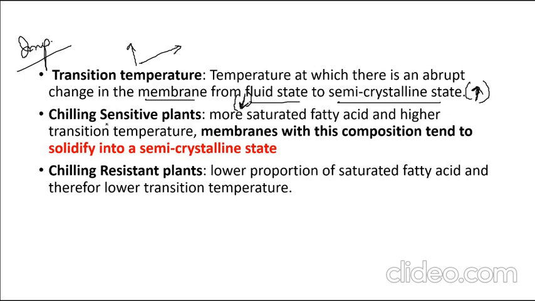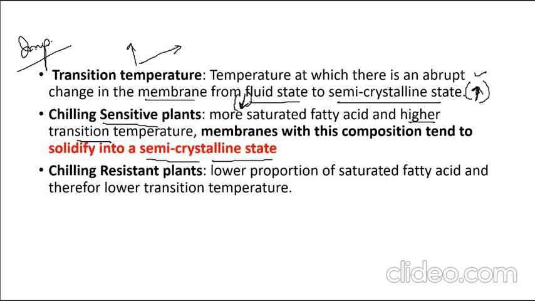Now, what happens in chilling sensitive plants? The sensitive plants are prone to form the semi-crystalline state of the membrane. So they are favoring this semi-crystalline state formation. That means transition temperature is higher in sensitive plants. Clear? They have higher transition temperature.